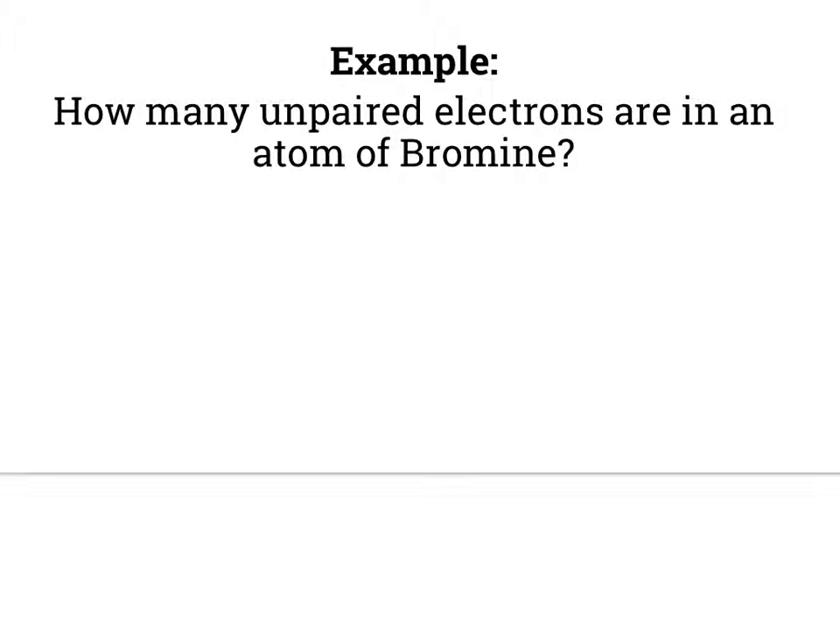Okay, so now we're going to take it a step further. How many unpaired electrons are in an atom of bromine? Orbital diagrams are very useful for giving you an idea of how many valence electrons there are, or at least how many are available to bond. And it gives you an idea of what charge things are going to form. So let's start by making bromine. Bromine has 35. Why did I pick such a big one?